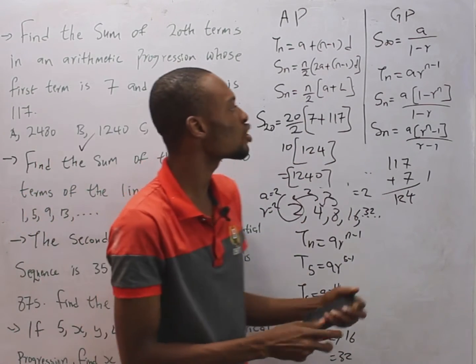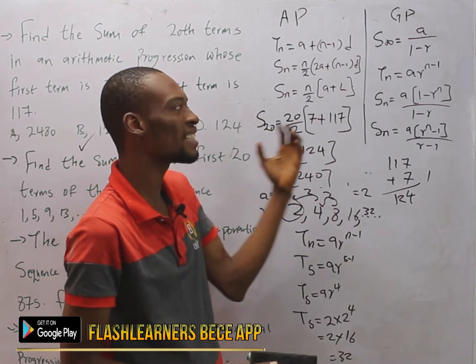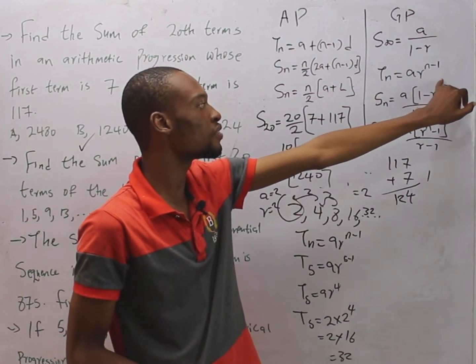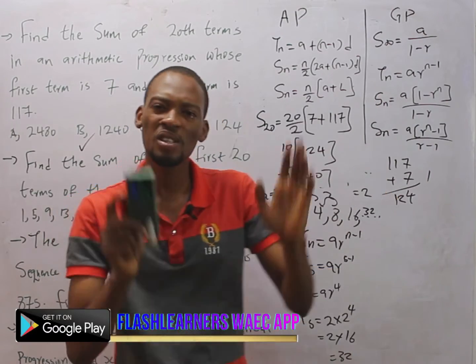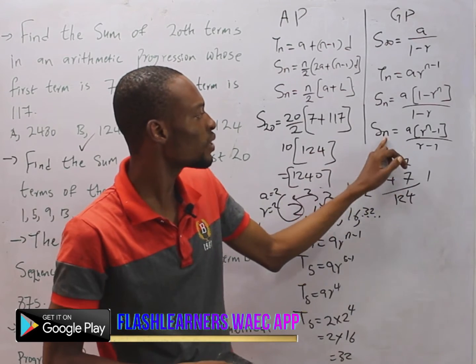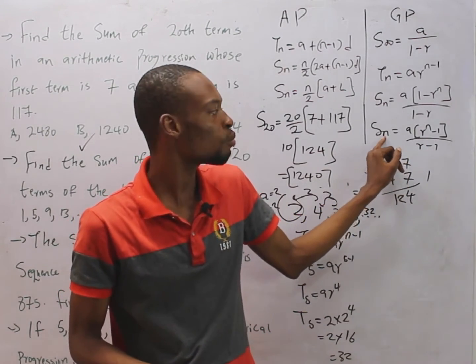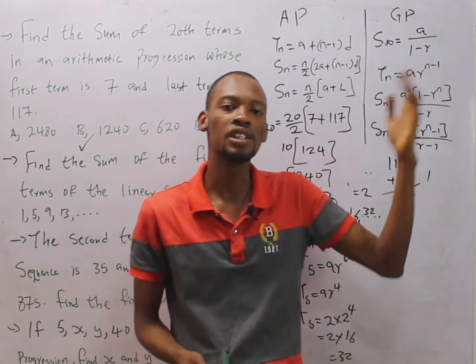Now Sn is the sum of terms, just like we did here. If I say the sum of the first 20 terms of a GP, you need the common ratio raised to the power of 20, and here is the common ratio, here is the first term. Just substitute and you are happy. When the common ratio is greater than 1, you use this formula. When the common ratio is less than 1, you use this formula for the sum of a GP.